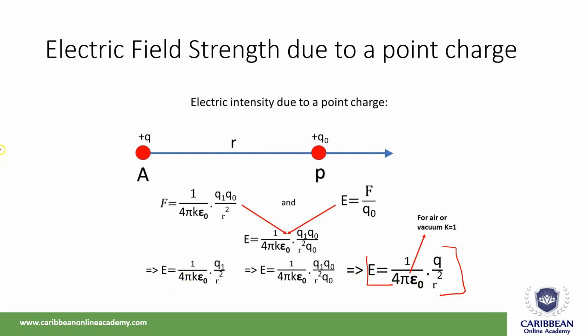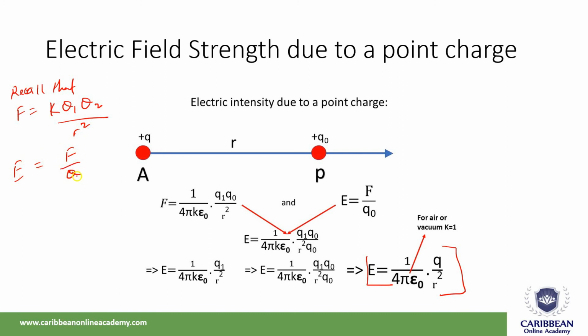You might be wondering how we got this equation. But if we recall, the force between two charged particles is equal to kq1 times q2 divided by r squared. And we just realized that E, which is the electric field, is equal to force divided by Q.